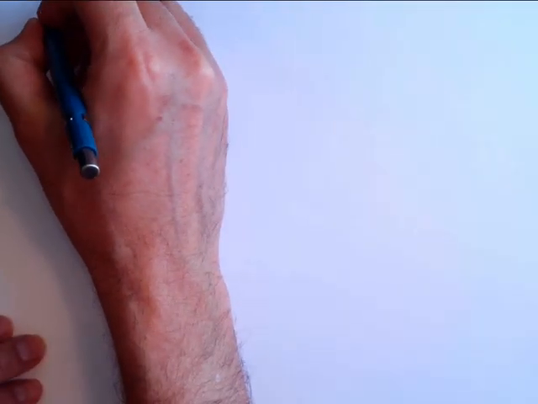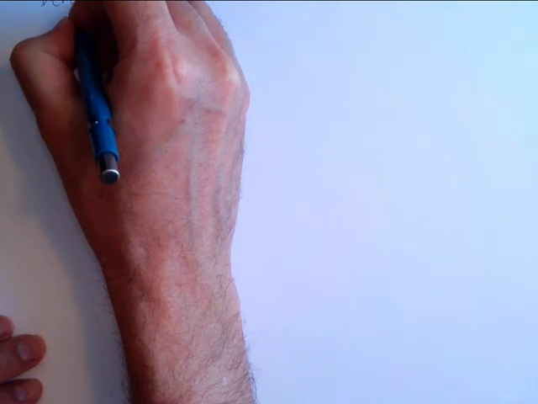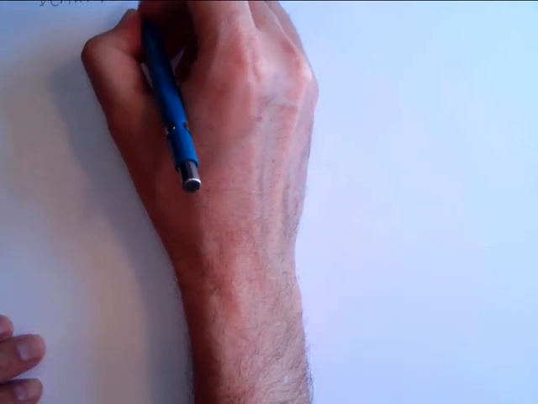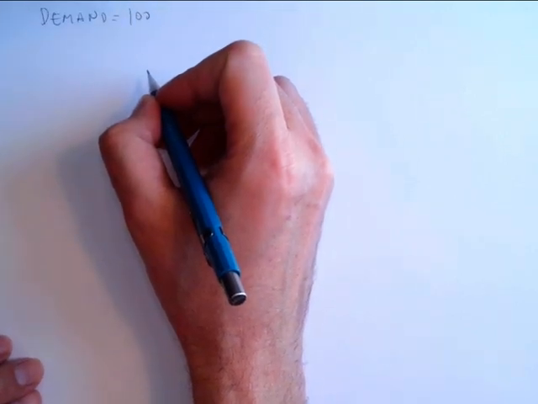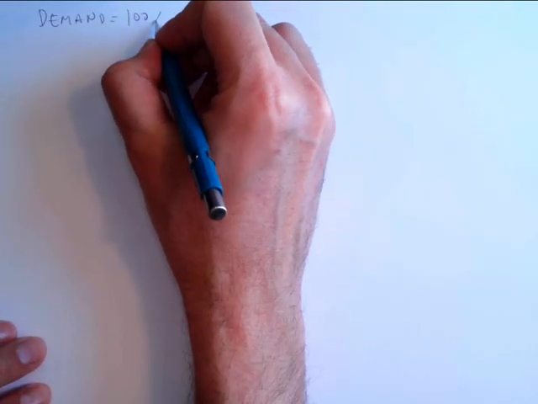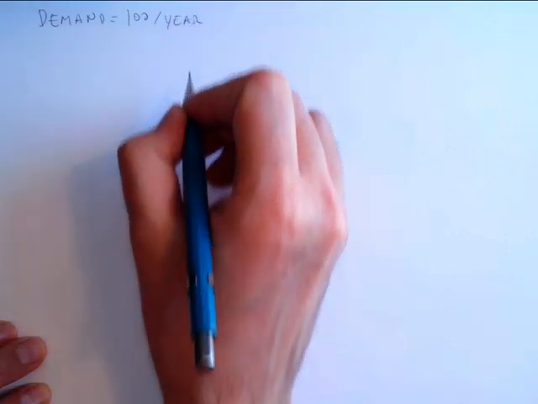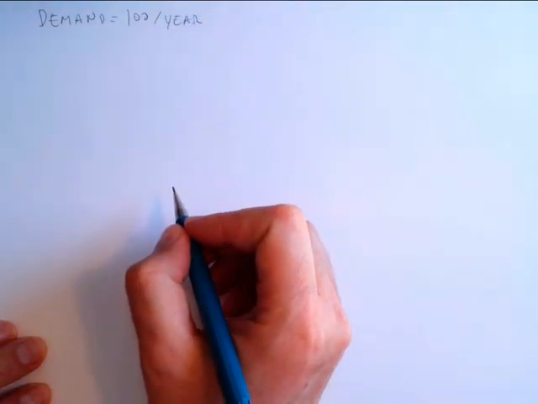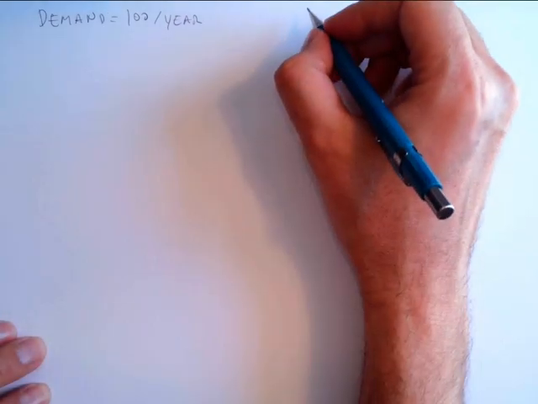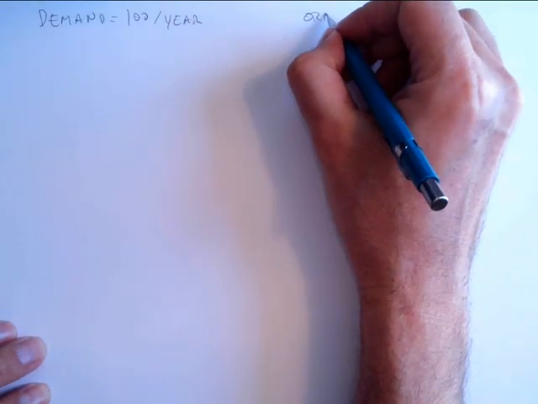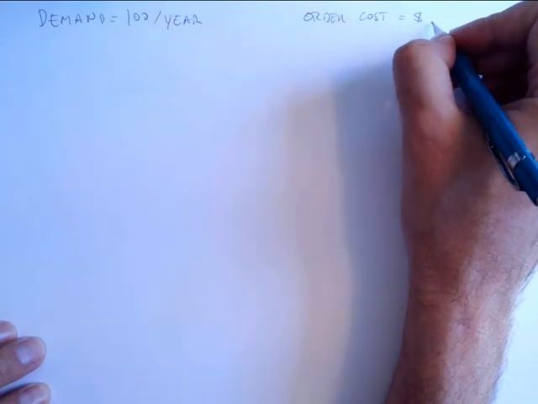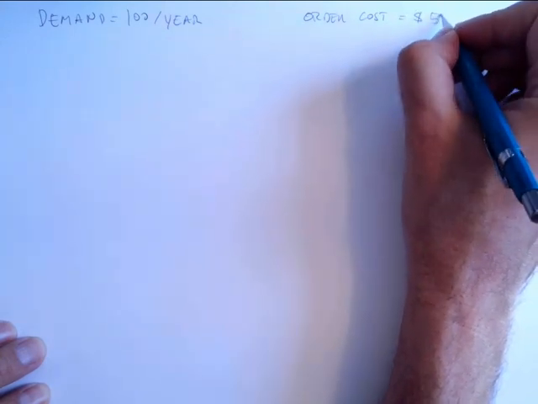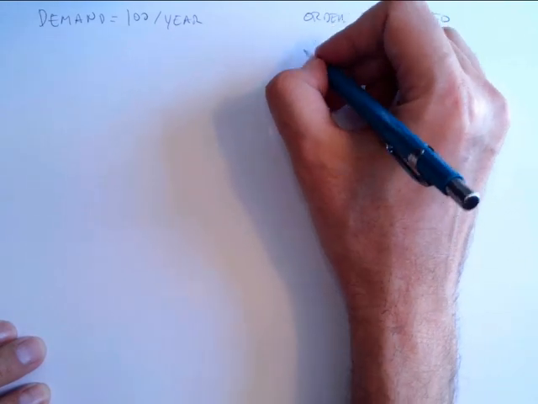Let's say that I have a product, and the annual demand for the product is going to be 100 units per year. That's my product here. And we're going to have an order cost. Every time that I order product, it's going to cost me $50. And we're going to have a holding cost.